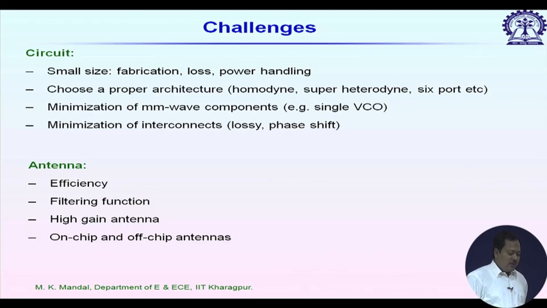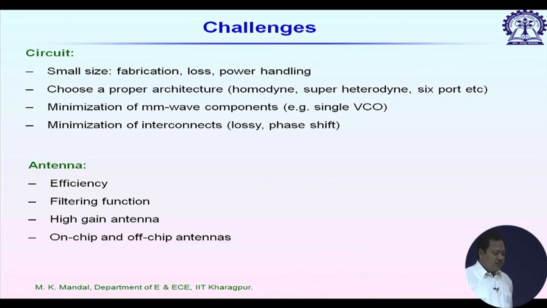It is actually a problem at millimeter wave frequencies. Typical antenna efficiency can be as small as 10% to 20%. That means, of the power we are feeding to the antenna, only 10% is radiated to space.